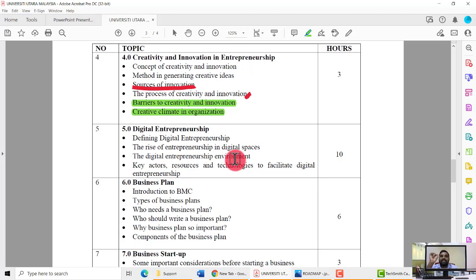You need digital technologies in order to perform better than other companies. You can see, during COVID-19, people were shifting to digital entrepreneurship. They moved to the cloud kitchen, like Foodpanda, GrabFood and so on. These are so-called digital entrepreneurship techniques.